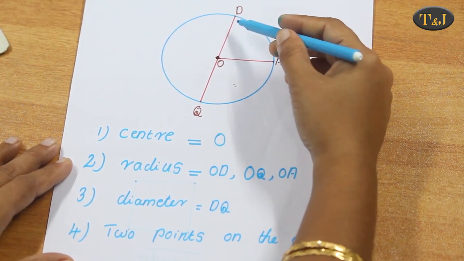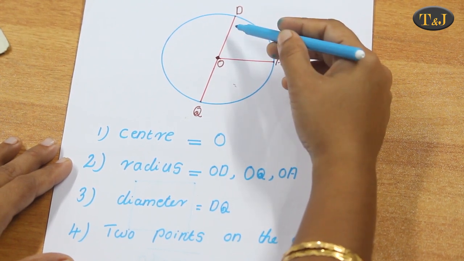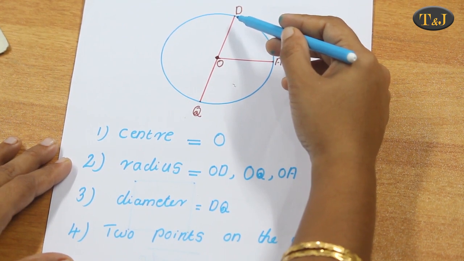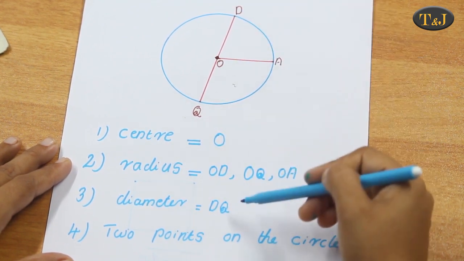Please remember, do not write DOQ. Our diameter is a line segment, so write only 2 points. DQ is our diameter.